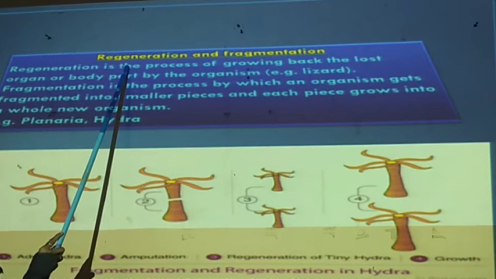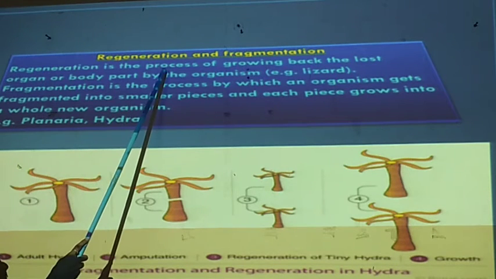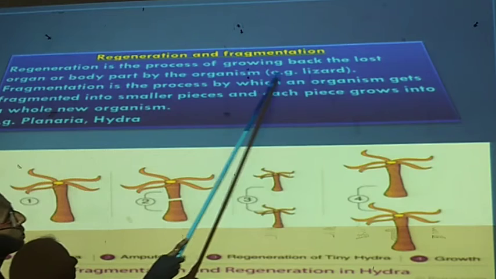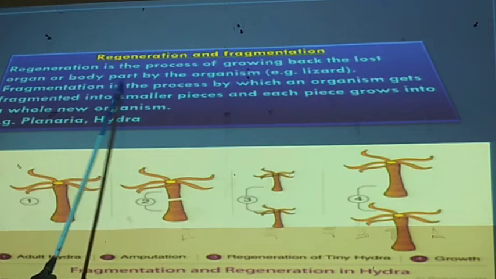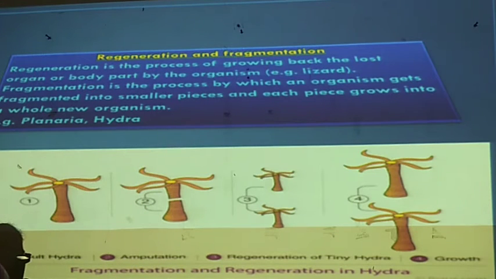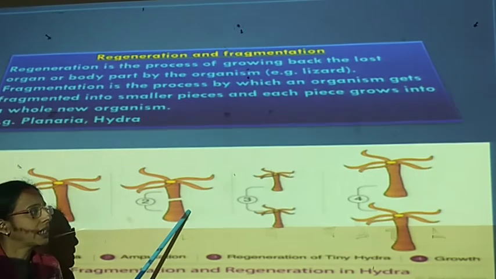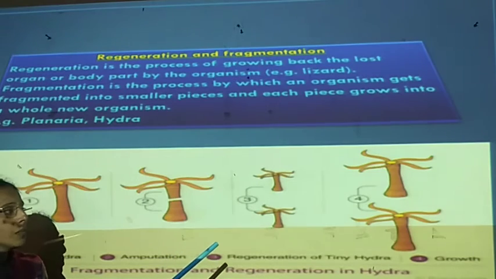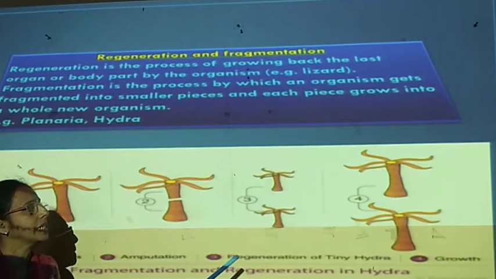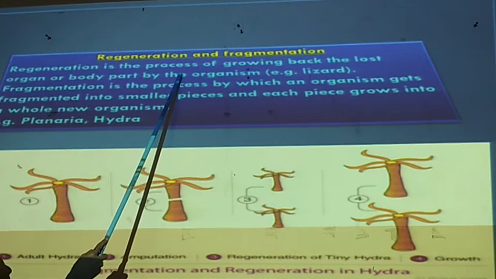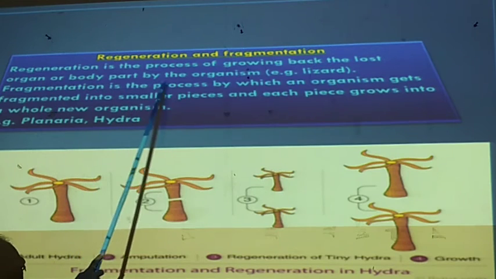From the meaning of those words, we can easily understand regeneration and fragmentation. Regeneration is the process of getting back the lost organ or body part by the organism. In this case, if any body part or organ is lost or broken down, then this organ is produced again by that organism. That is called regeneration. And what is fragmentation? When any body part breaks down, fragments are formed. From that small unit or small fragment, a new individual of that organism is produced.